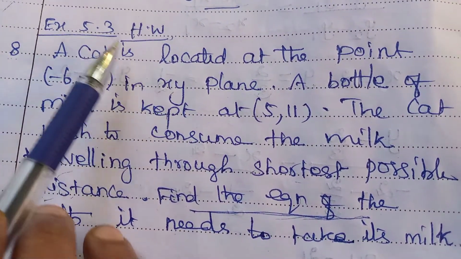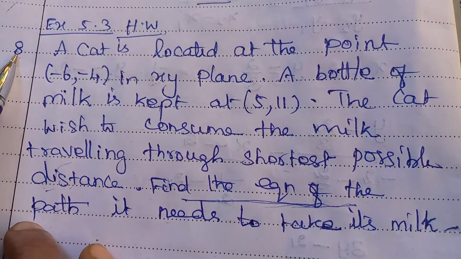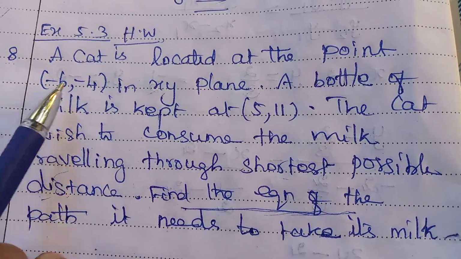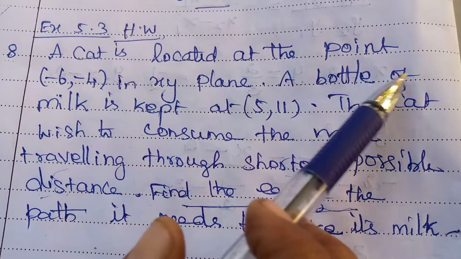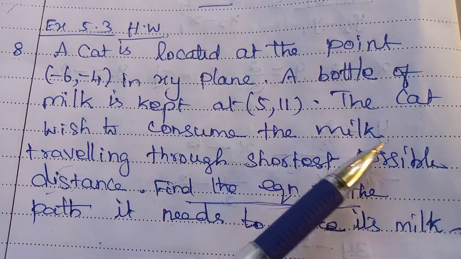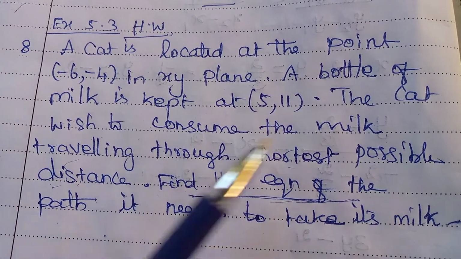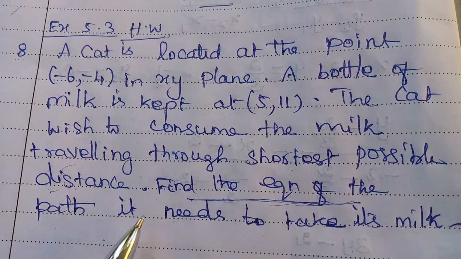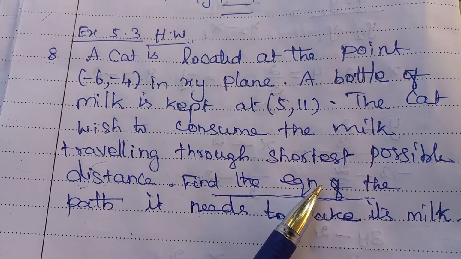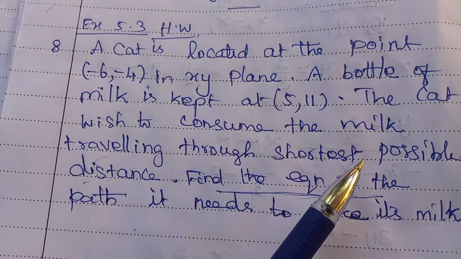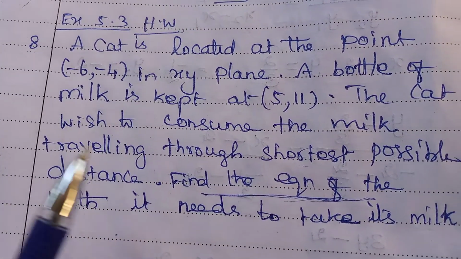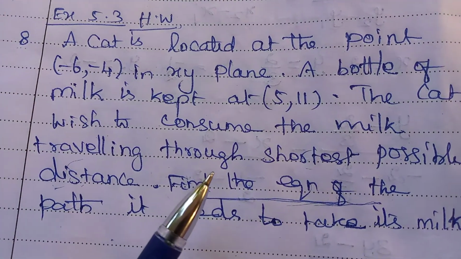That is a homework, exercise 5.3 question number 8. A cat is located at the point (minus 6, minus 4) in the xy plane. A bottle of milk is kept at (5,11). The cat wished to consume the milk traveling through the shortest possible distance. Find the equation of the path it needs to take to the milk. Here we have to find the equation of the path, the equation of the shortest distance. Distance and all no need to find here. Only the equation we need to find out.